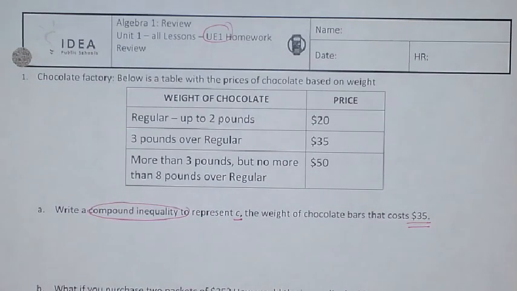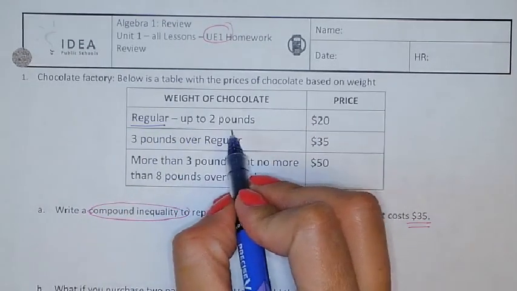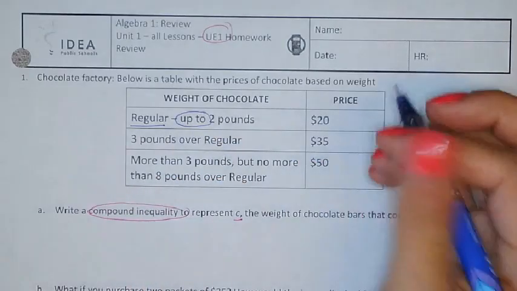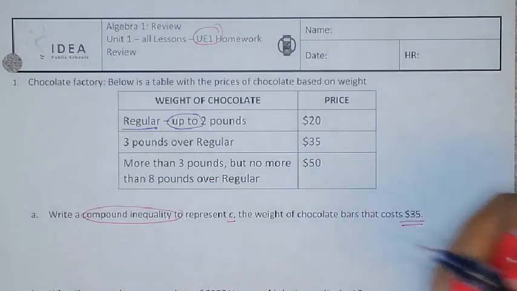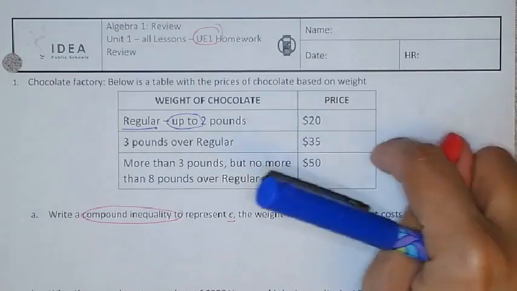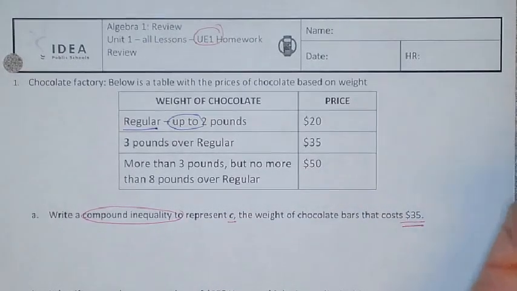Here it says that the price for $20 is a regular, and it says up to 2 pounds. So we've got to figure out what up to means, okay, in order for us to do the inequality. Now in class, we also discussed that it was easier to draw the graph first and then do the inequality, so that worked for most of you. So I'm going to go ahead and do that.